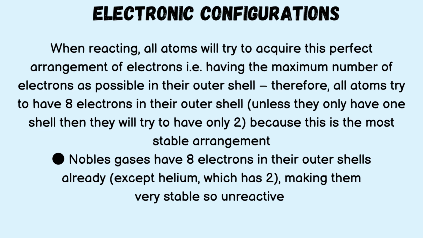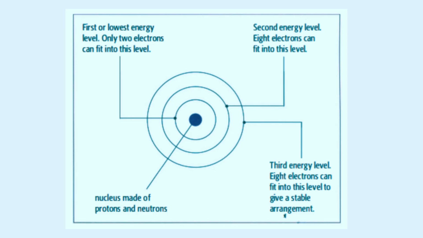Unless they only have 1 shell, then they will try to have only 2, because this is the most stable arrangement. Noble gases have 8 electrons in their outer shells already, except helium, which has 2, making them very stable, so unreactive. As you can see here, the nucleus at the center, which is made of protons and neutrons. The first shell is the lowest energy level, which contains 2 electrons. Second energy level contains 8 electrons, and the third one, 8 electrons, can fit into this level to give a stable arrangement.